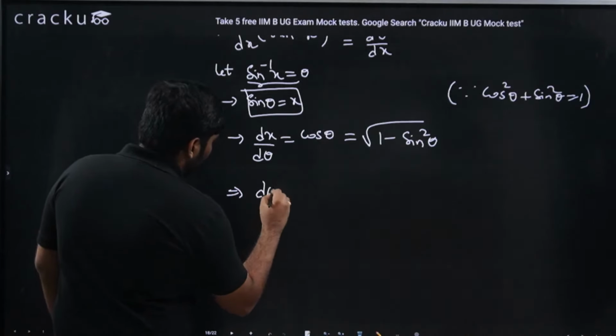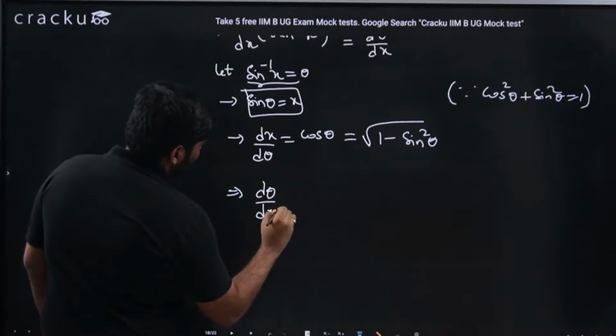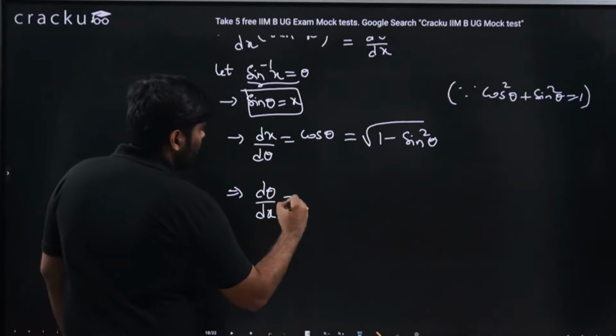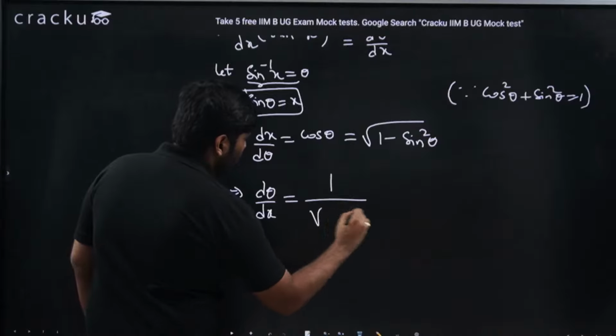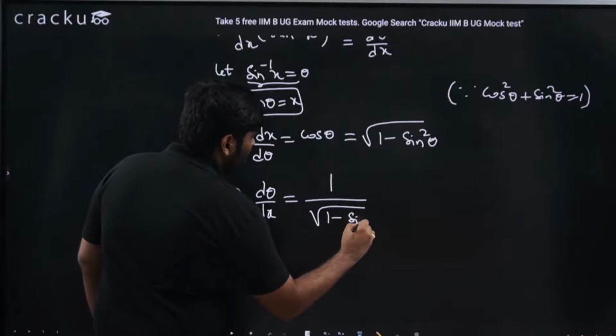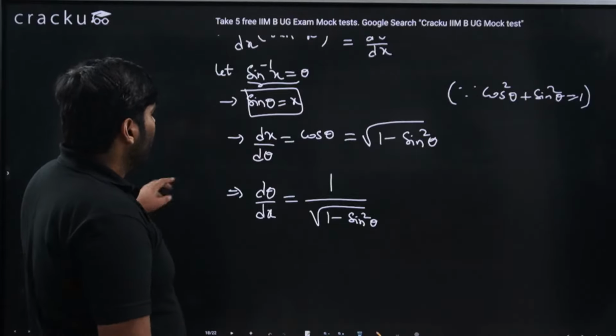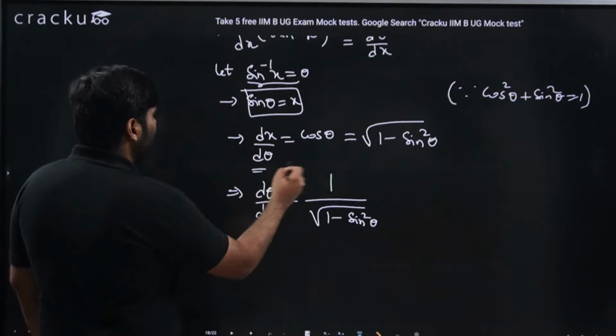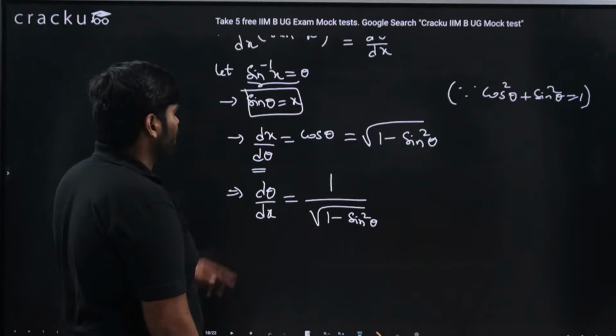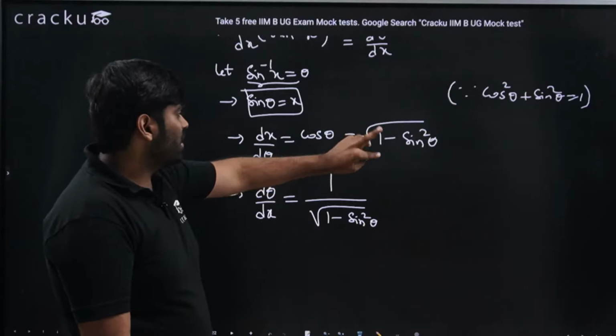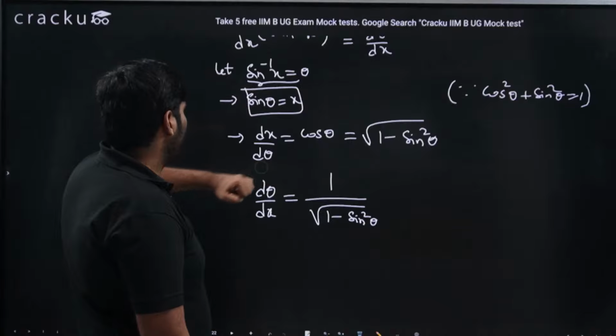I wanted the reciprocal, that is d theta by dx is what I am interested in. This has to be equal to 1 by root over 1 minus sin square theta. This is what it is, because dx by d theta is root over 1 minus sin square theta. So just the reciprocal, d theta by dx is 1 by root over 1 minus sin square theta.